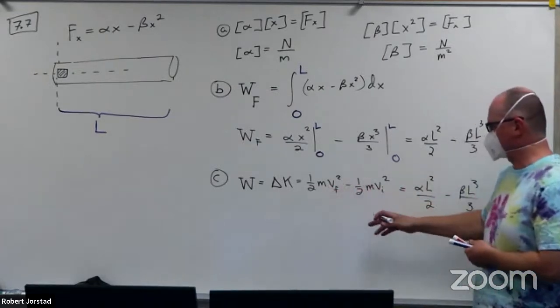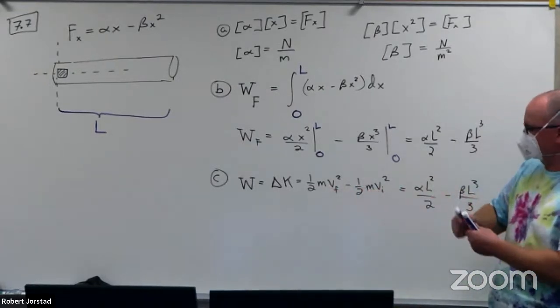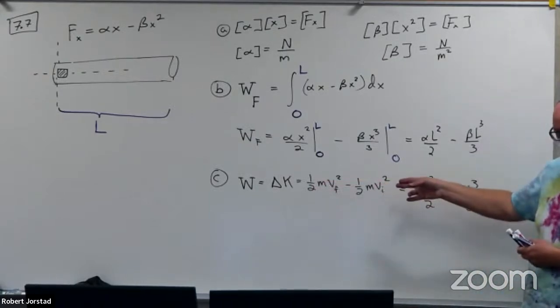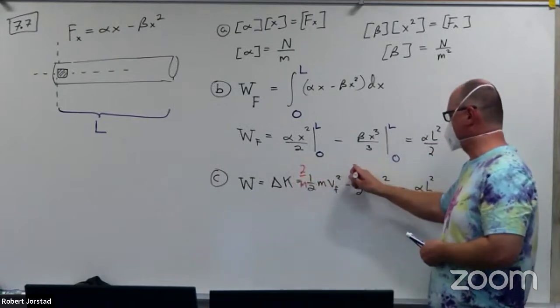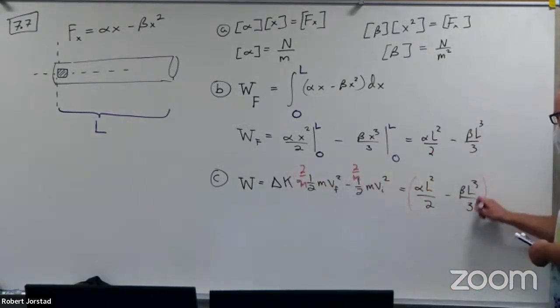I can just rearrange this. You remember the old trick I said? You can multiply by 2 over m. If I multiply this by 2 over m, and I multiply all of this by 2 over m, that cleans it up.